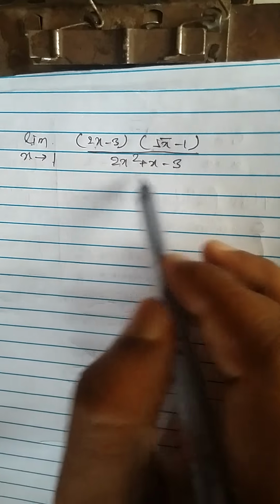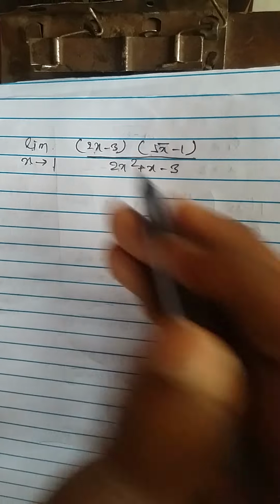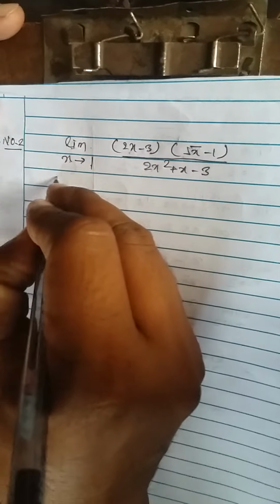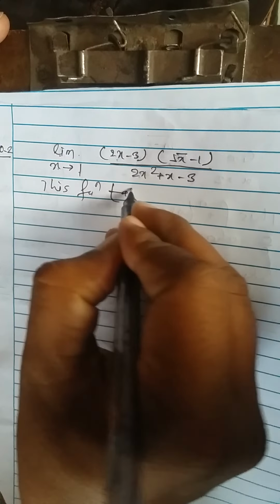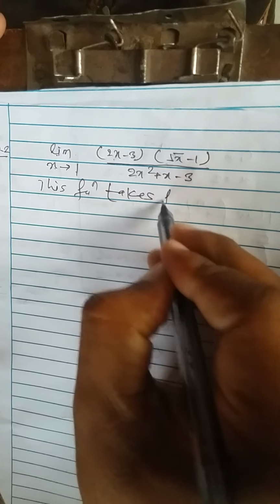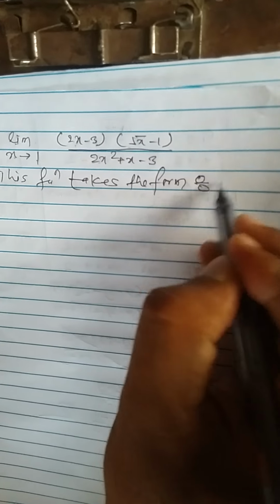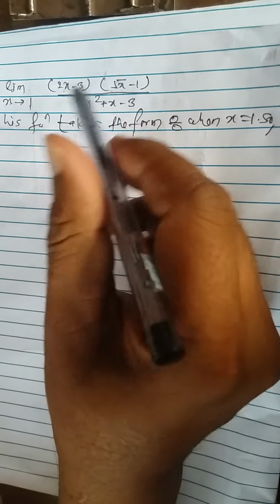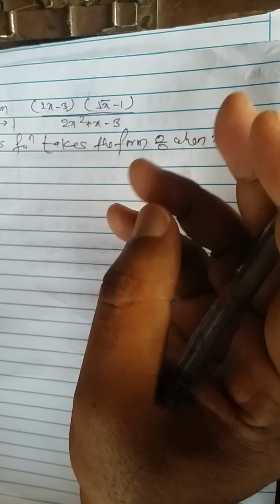So if you substitute x equal to 1 here, it is again going to take the form 0 upon 0. That I am going to write here. This function takes the form 0 upon 0 when x equal to 1. So again, for an algebraic function taking the form 0 upon 0, we have three methods: factorize, rationalize, and formula.